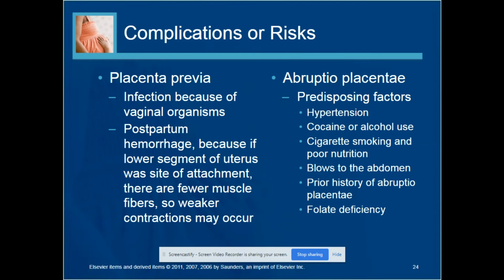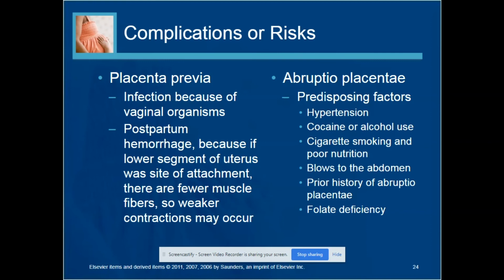Complications and risks of the two placenta issues. Placenta previa can cause infection because it's an open wound, sort of, sitting in the vagina. It can also cause postpartum hemorrhage because the lower segment of the uterus may have been attached. There aren't very many muscle fibers there, so only weak contractions may occur at that point, post-op or postpartum.